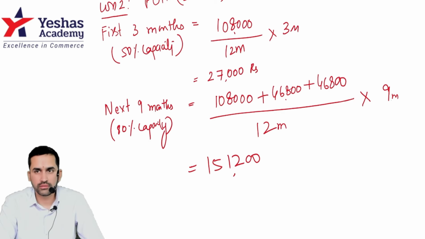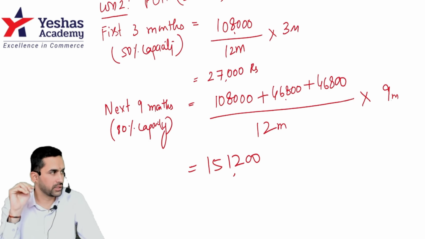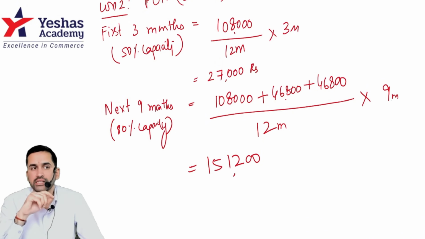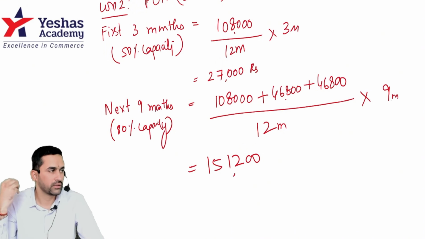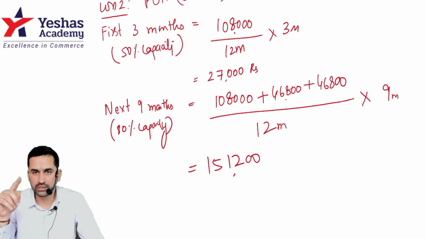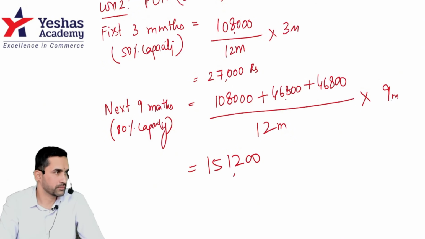While you're writing, just you can answer this. Imagine our first 3 months was 40% capacity. Will it still be 27,000 rupee? If we are at 40% capacity in first 3 months, will it still be 27,000 only? Because the wording is up to 50%. So even 5%, 3%, 27%, any number up to 50, you would write the same figures. If it is 51, it will change. It is up to 50.